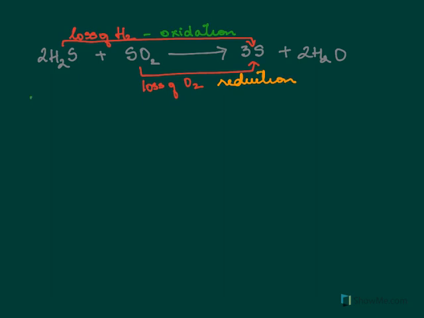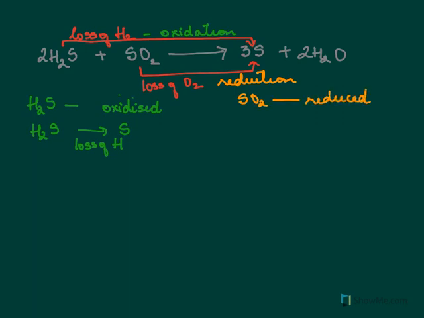So let's get back here. We'll say H2S is oxidized. Again, why do I say it is oxidized? Because H2S has become S. There is a loss of hydrogen. Loss of hydrogen is oxidation. And the substance reduced will be SO2. SO2 is reduced. Why do I say it is reduced? Because SO2 becomes S, and in doing so it has lost oxygen, and loss of oxygen is called reduction.